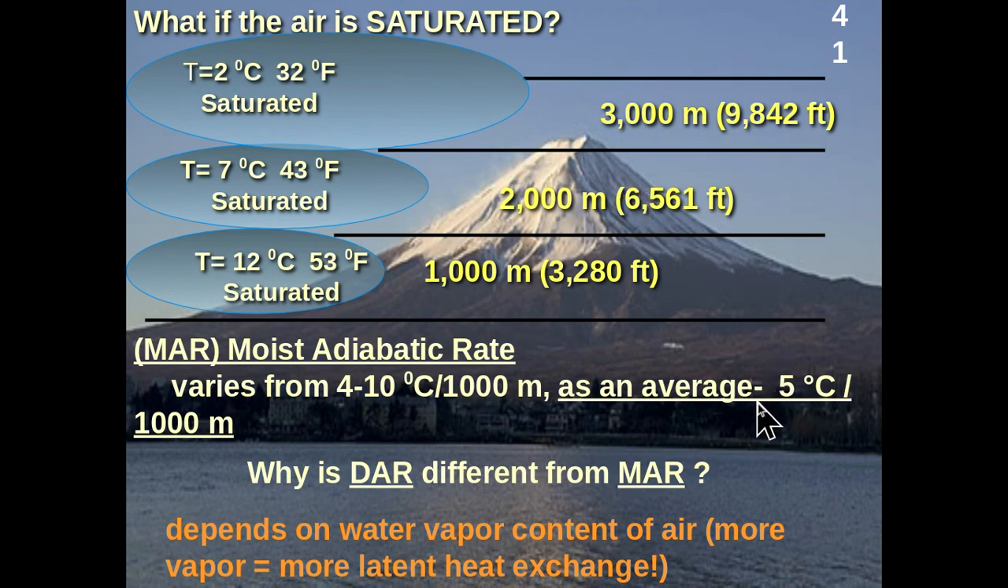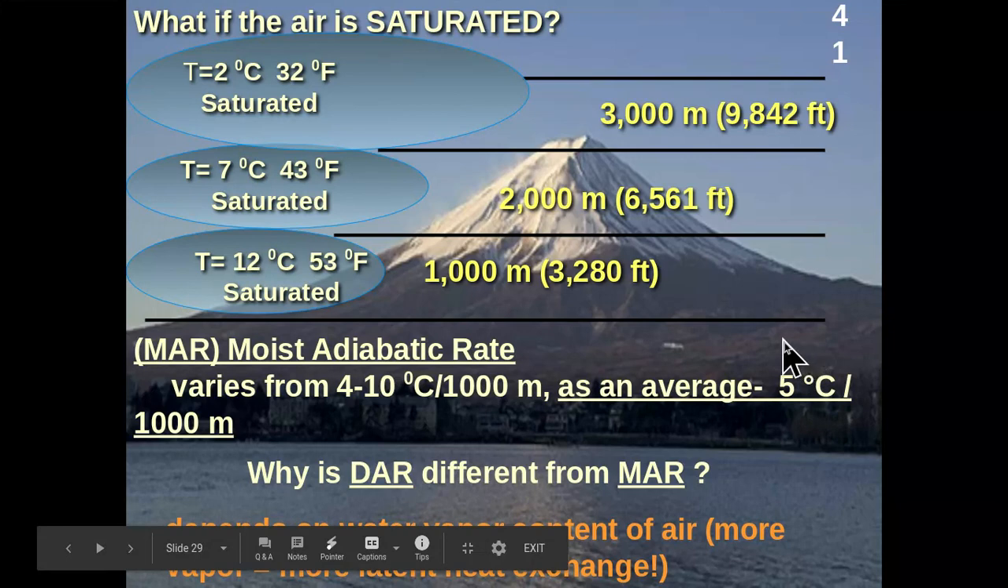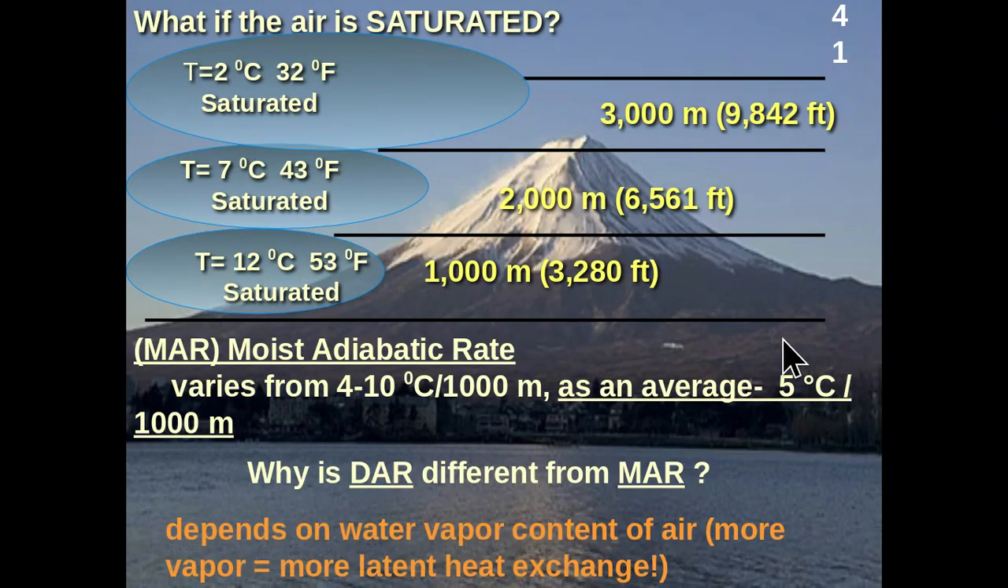So we come back down to this last part of the slide, and it says, why is the dry adiabatic rate different from the moist adiabatic rate when it becomes temperature? And it depends on the water vapor content of the air. More vapor, the more latent heat exchanged. So for testing purposes, you need to look at these two slides and study the process on how we arrived at these particular temperatures using the dry adiabatic rate and the moist adiabatic rate.